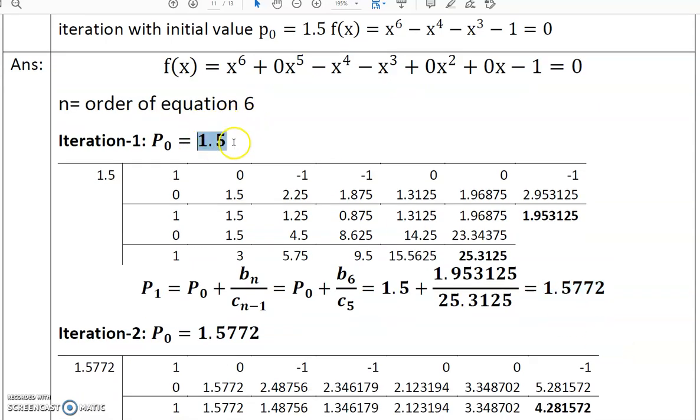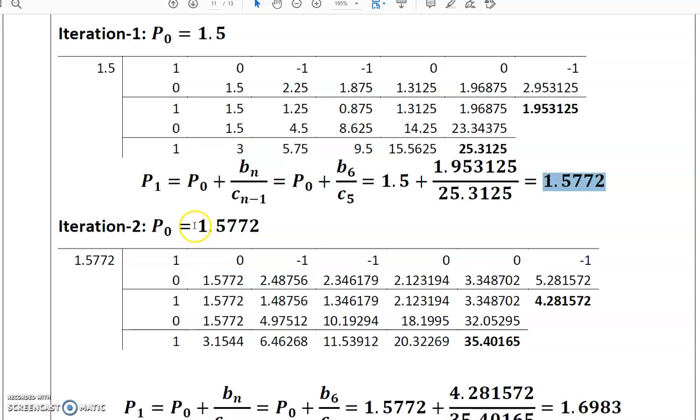See that the initial value was 1.5. Now the new value of the root, the approximate root, is 1.5772. For iteration 2, take the last answer as the initial value in the next iteration. That is, I am taking 1.5772. The procedure is the same as in iteration 1, only this 1.5 is replaced with 1.5772, that is the updated root. Now perform the synthetic division using this root: 1 is carried here, 1 multiplied by 1.5772 is written here, and 0 plus this is written here.